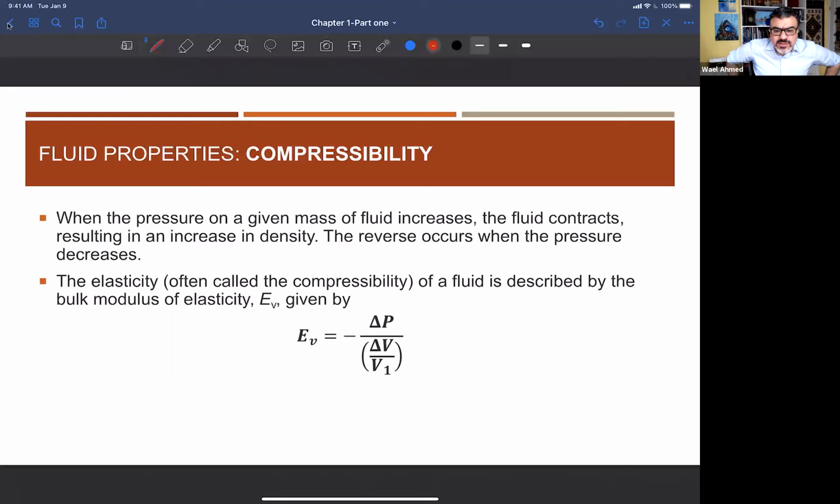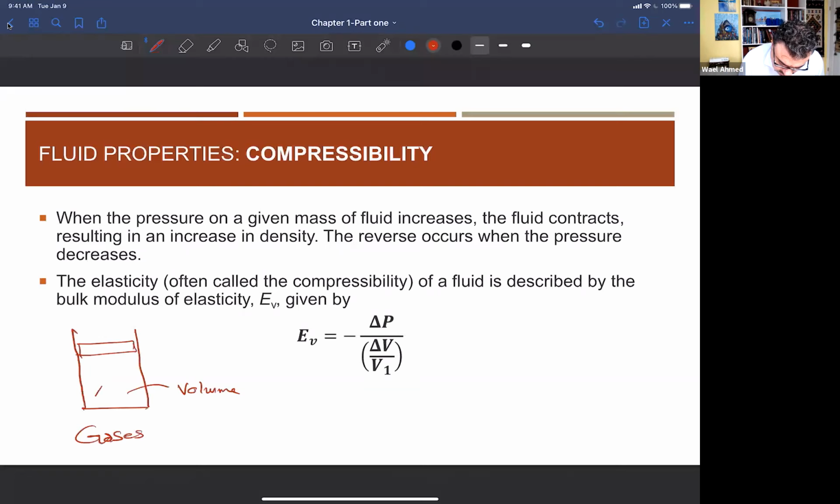When the pressure on a given mass of fluid increases, the fluid contracts, resulting in an increase in density. You are pushing the particles to come close to each other, right? Of course, for gases, it's very simple to imagine. Let's say, for example, for gases, if I have a piston, and this is a volume, and let's say this is air, and if I apply force here, I can basically say that I'm moving this. So instead of this whole volume, it's becoming only this volume here, right? You can change a lot in gases. When you are applying forces, you can change the volume of the gases for the same mass.